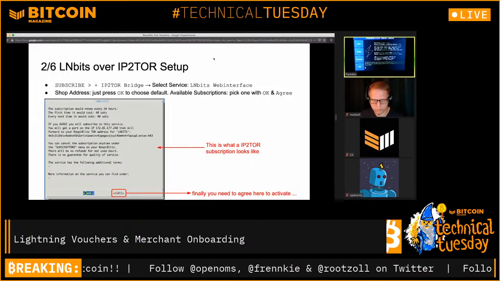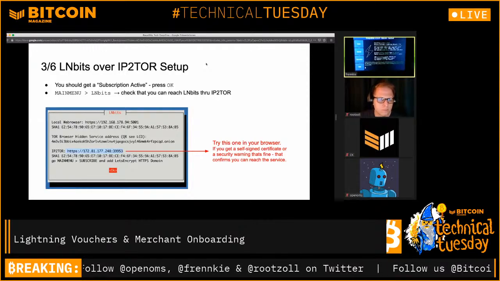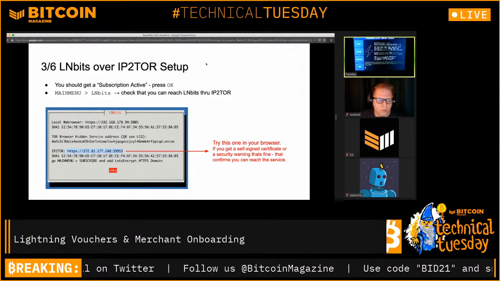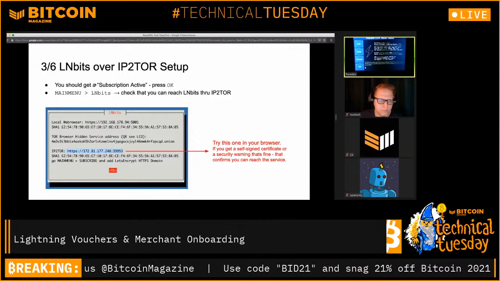Okay, next slide. Okay, yes, so basically that hopefully should work. And you can look this up in the Blitz main menu item. Then you should have a new line that was added here with the data you need to access via the IP to Tor bridge you just purchased.